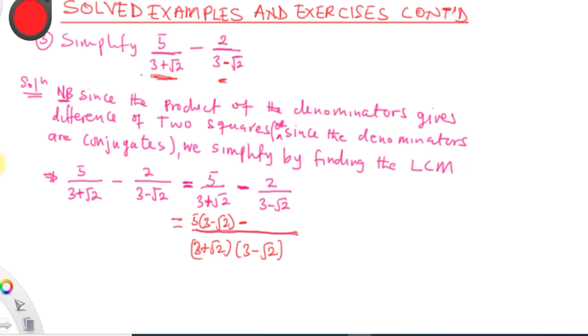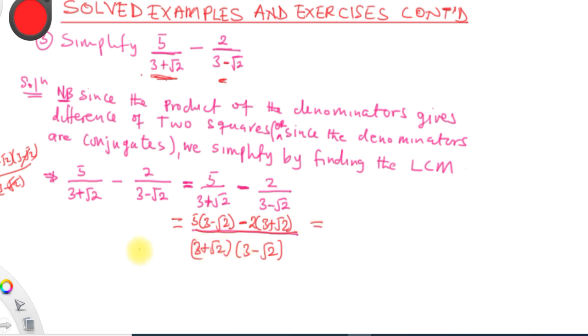The denominator, which is the LCM, is 3 plus square root of 2 times 3 minus square root of 2. This is divided by 3 plus square root of 2. So this will cancel, then we get 3 minus square root of 2. So we have this 2, this 2 will come, then we go and multiply out by 3 plus square root of 2. So let us continue.